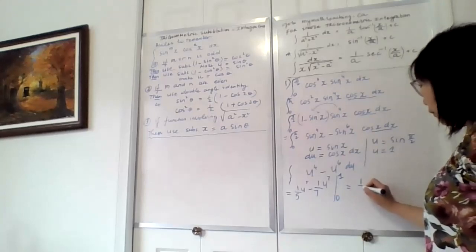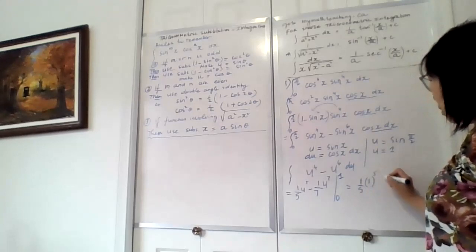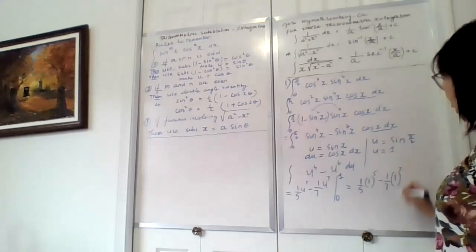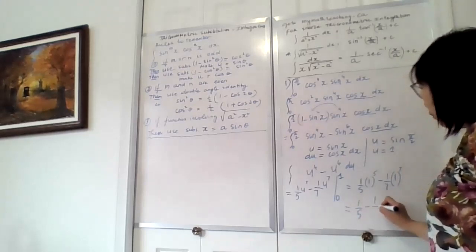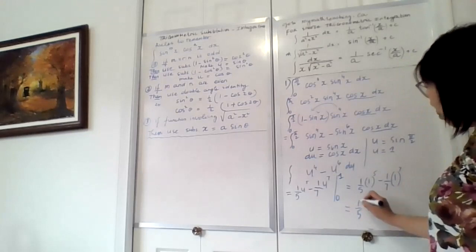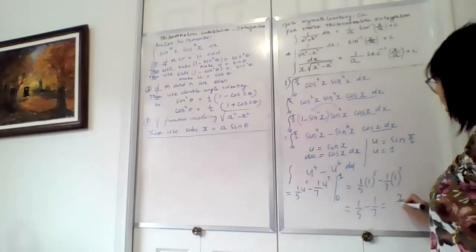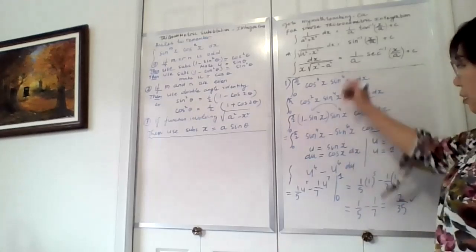So I will have 1 over 5, u is 1 to the power 5, minus 1 over 7, u is 1 to the power 7. And this is the same as 1 over 5 minus 1 over 7, and multiplying by the common denominator, we get 2 over 35. And that is the answer for this integration.